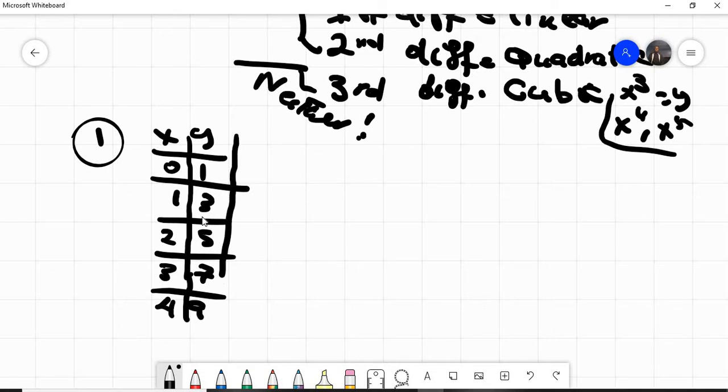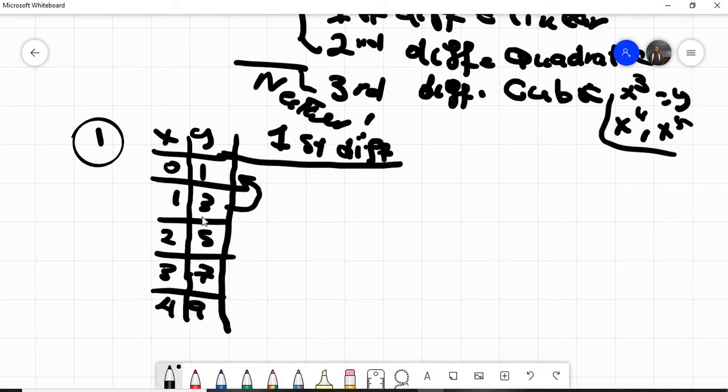We're going to do the first difference first. What we mean is we subtract the first value from the second. So we write 3 minus 1, and the outcome we write there. Then 3 minus 1 is 2, and then 5 minus 3.